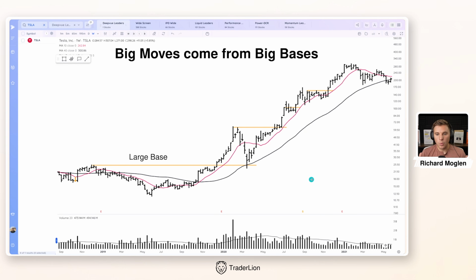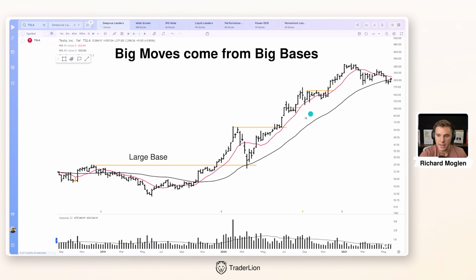All right. One other thing I really want to emphasize is that big moves come from big bases. So this is Tesla back in 2019 through 2020 timeframe. This whole 1,000% move started from actually a multi-year consolidation. This is just the right-hand side of a multi-year consolidation, but basically we've got a large base that we broke out of in 2019. We pulled back right to that pivot here at around April, March timeframe of 2020, and we were off to the races from there.